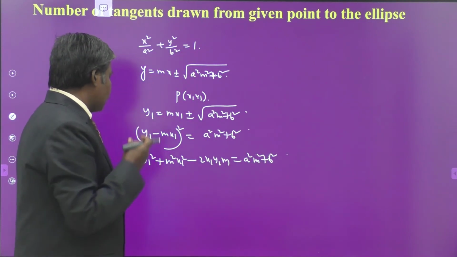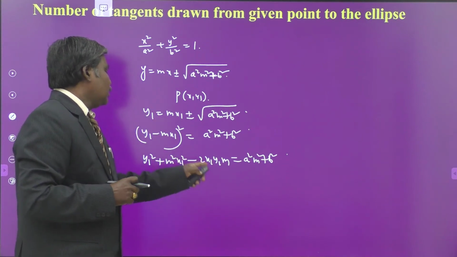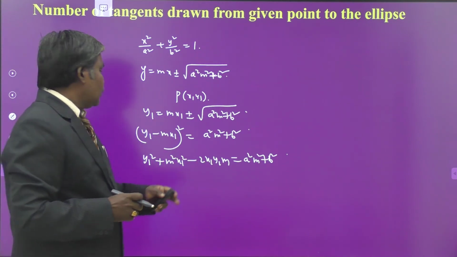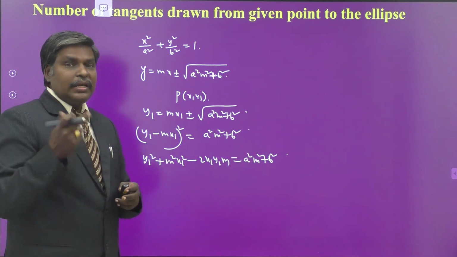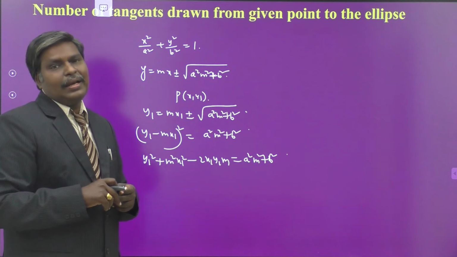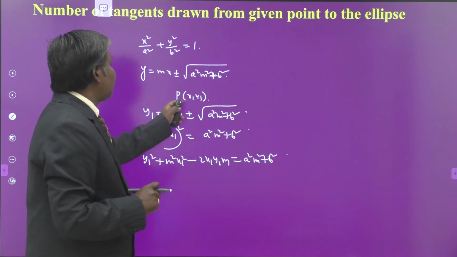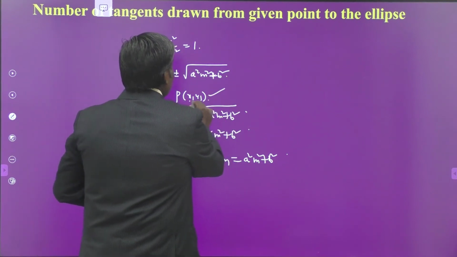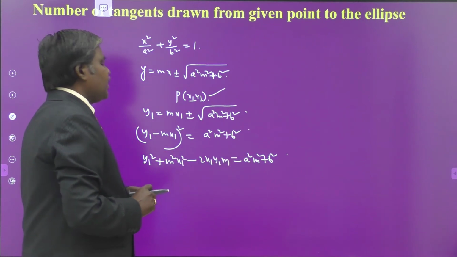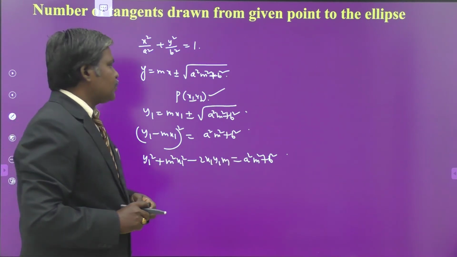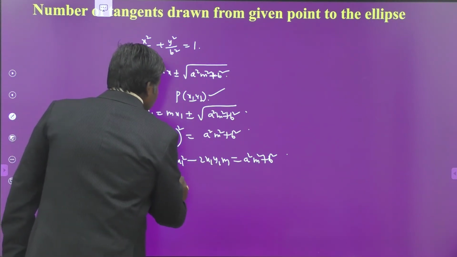Now my question is, is it a quadratic equation in x1, y1, or m, or what? This is clearly a quadratic equation in m. Earlier we had the quadratic equation in x. I am saying this is a quadratic equation in m. Why? x1, y1 is my given point, so x1 is constant, y1 is also constant. So what is the variable here? m is my variable, one and only the variable. So we write the quadratic equation in terms of m.